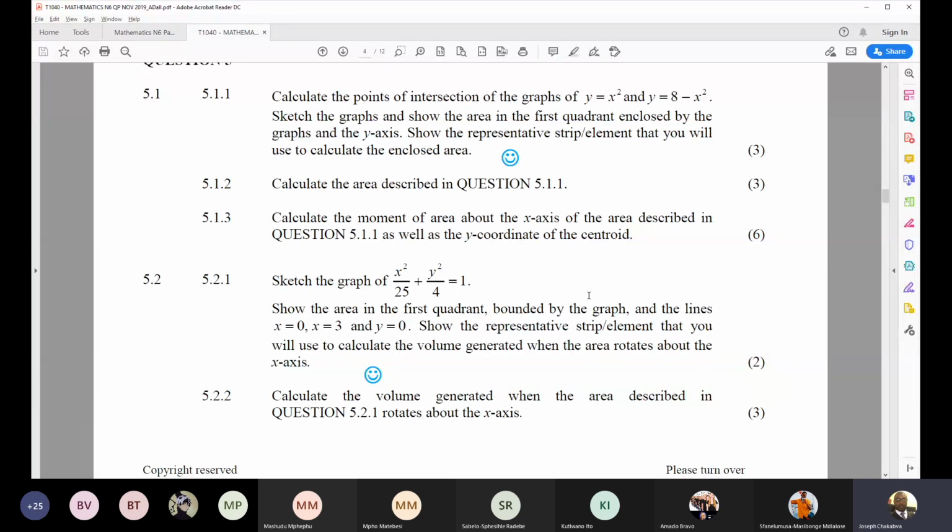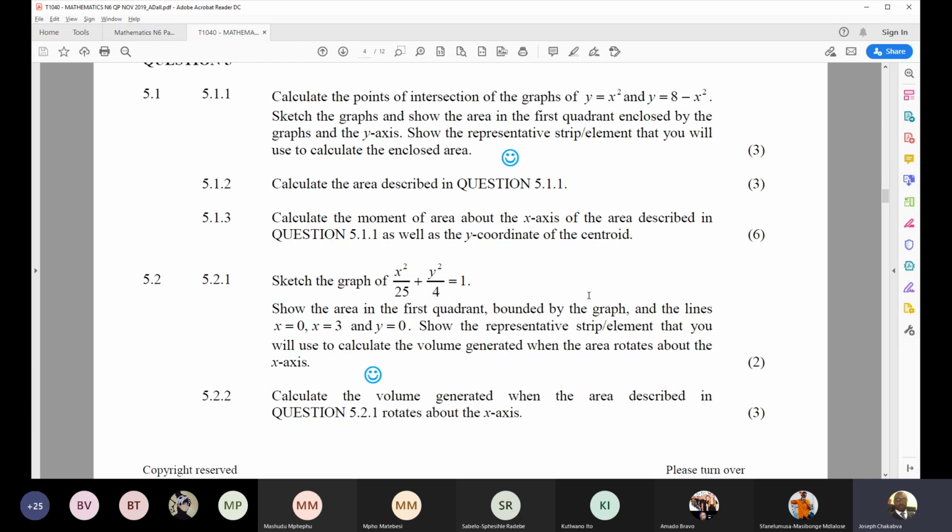Okay, so it's 3 here, but it's actually 6 ticks. Then 5.1.2, calculate the area. Again, all the steps to calculate the area, you do that. And then calculate the moment of area. That is centroid. Remember, we did that, I think, last week when we were calculating first moment of area. Okay, so we did that as well. I even gave you an example on that, and we calculated. This is like 6 marks, which is like 12 ticks, because it's quite a bit long.